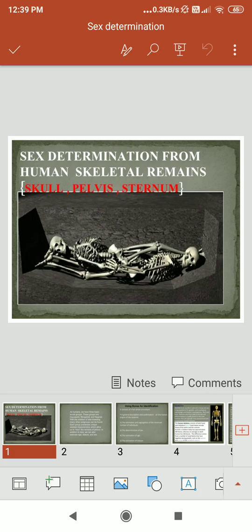Today we are going to see sex determination from the human skeleton. The main bones are the skull, the pelvis and the sternum. Basically, in the sex determination of the human skeleton, the pelvis is the most accurate part of the skeleton for sex determination. And there are a number of morphological differences between males and females.